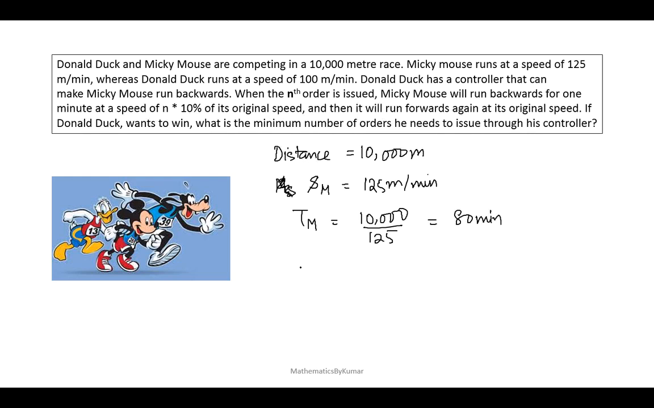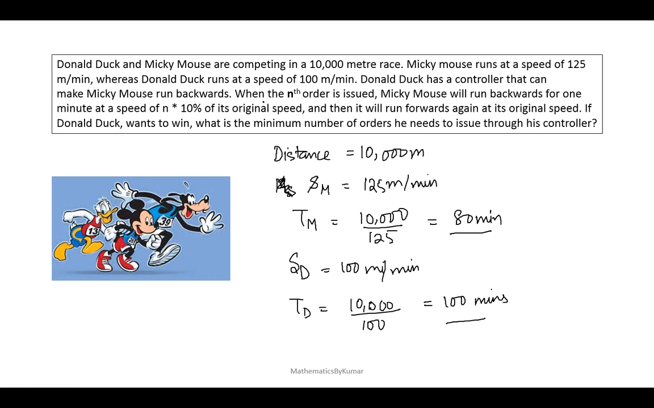Alright. For Donald, the speed is 100 meters per minute, which means the total time that he will take is 10,000 divided by 100, which is 100 minutes. So what you can understand is that Mickey can finish the race much faster than Donald, and he can finish 20 minutes earlier than Donald. Now, what Donald needs to do is get rid of Mickey for 20 minutes. How can he do that?